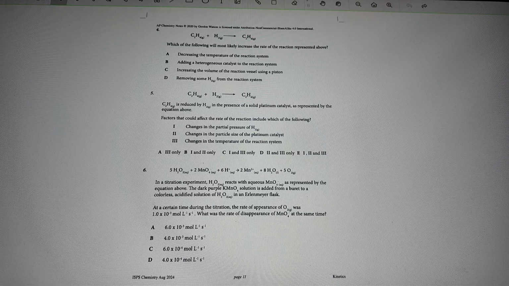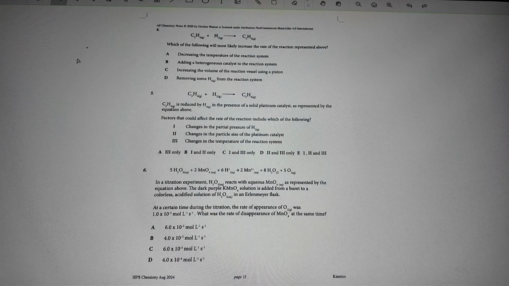Adding a catalyst to the reaction, yeah, catalysts do. That's like adding oil, right? When you're cooking, when you add oil or butter, that increases the rate of reaction. C, increasing the volume of the reaction using a piston. Well, no. If you increase the volume, that doesn't necessarily mean that the reaction is going to happen any faster. If anything, it might go slower. And removing H2 from the reaction system, removing something is going to slow the reaction down because there's less of it to react.